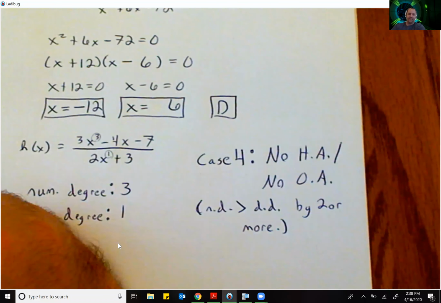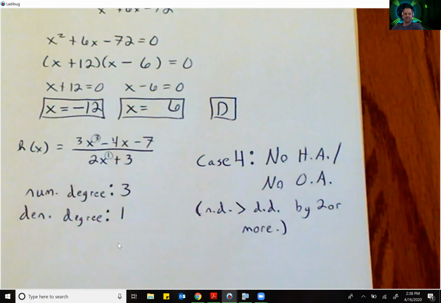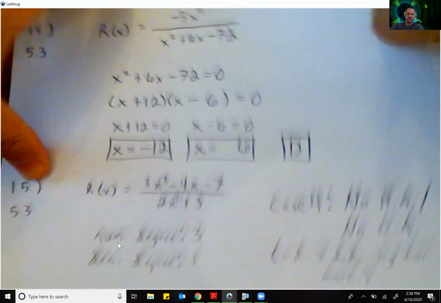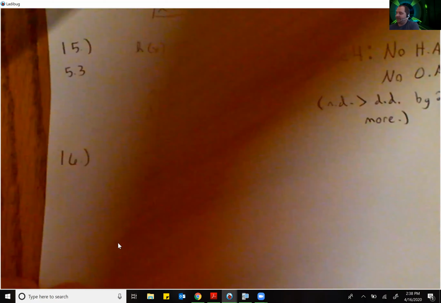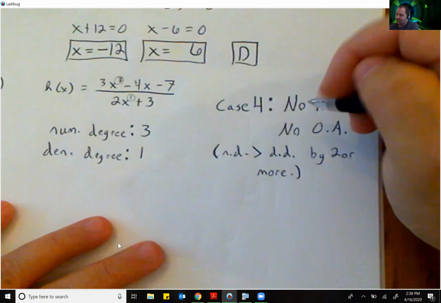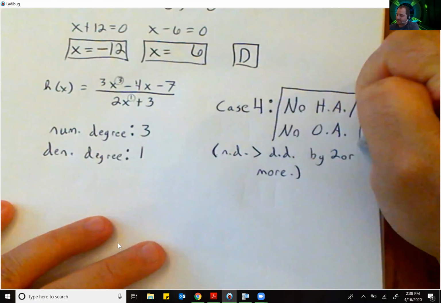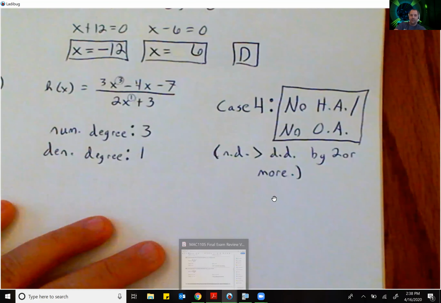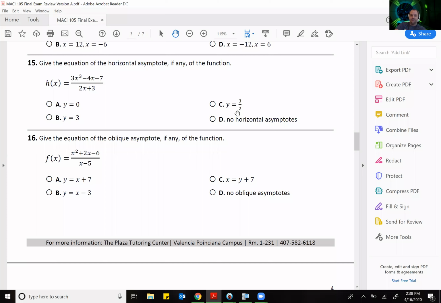On 16, I didn't hear about having notes. I was guessing. All right, number 16. So the answer to number 15 again: there is no horizontal, no oblique. So that answer would be D.